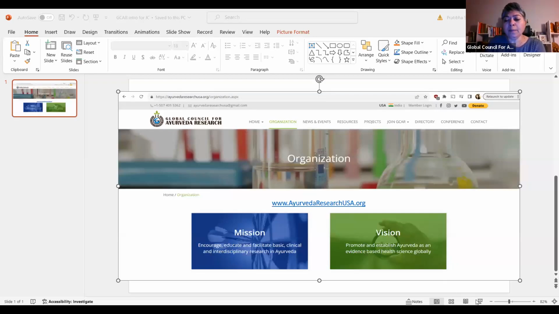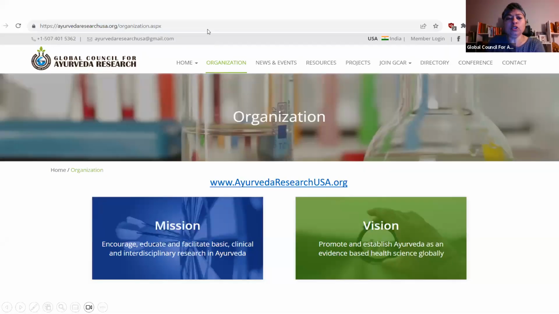It is the Global Council for Ayurveda Research. We are a Boston-based nonprofit, but we also have a sister chapter in India, which is called Ayurveda Anusandhan Abhiyan Foundation. Feel free to check out the website. It is very simple, ayurvedaresearchusa.org. So three very simple words, ayurvedaresearchusa.org.